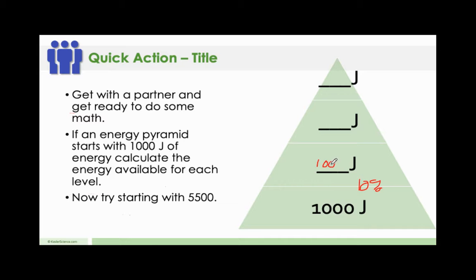So then from here to there, we're going to go from 100 down to, divide that by 10, we now have 10. Divide 10 by 10, you now end up with 1. So you're going to see 90% of the energy at every level is lost. If we did it with 5,500, well, we would go 5,500 to 550, 55, and then down to 5.